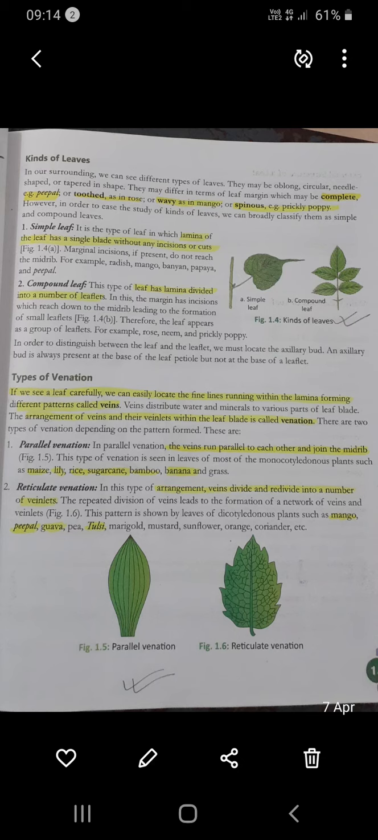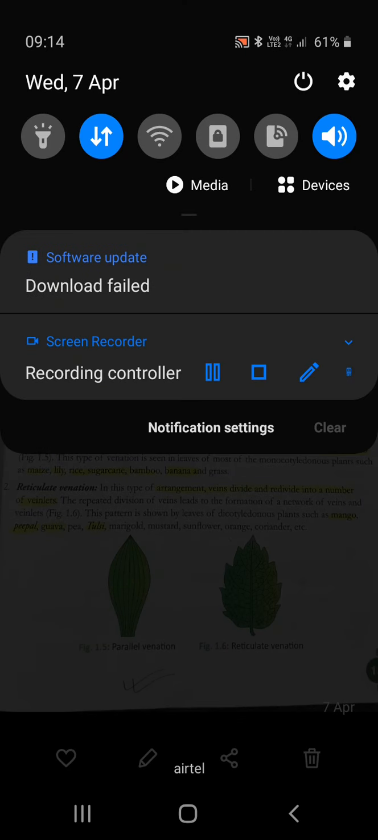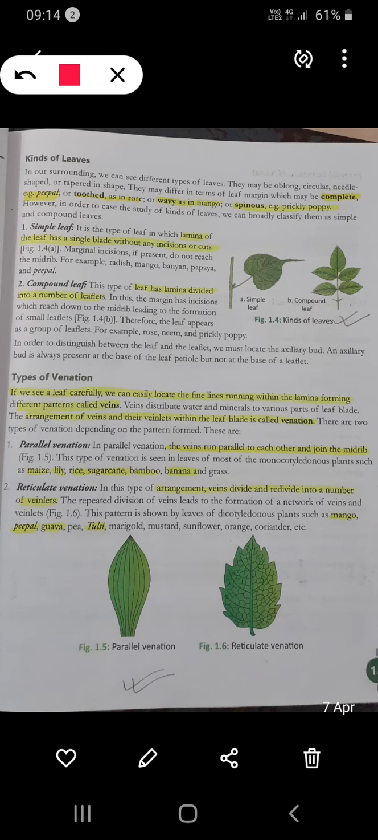Okay, students, let us continue. Now we will discuss venation. The arrangement of veins in a leaf is known as venation. There are different types of venation, so let us discuss them.